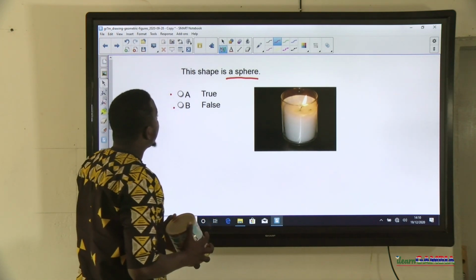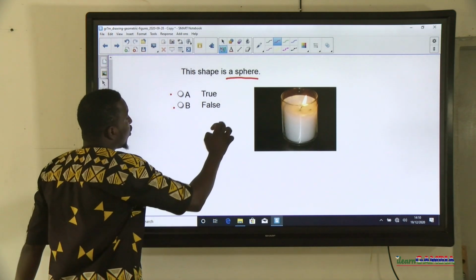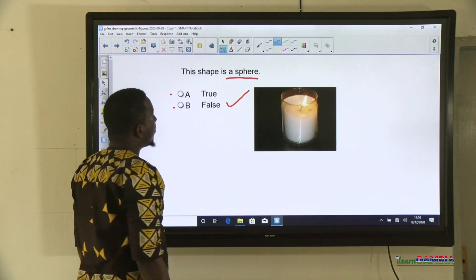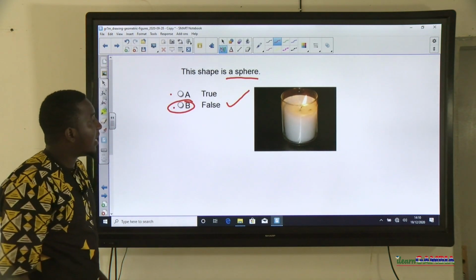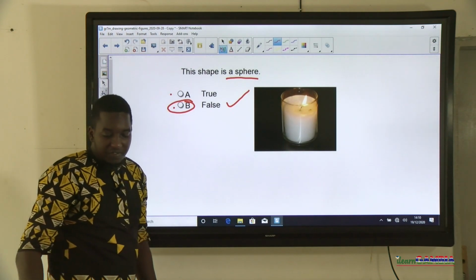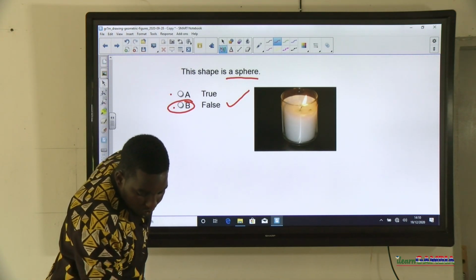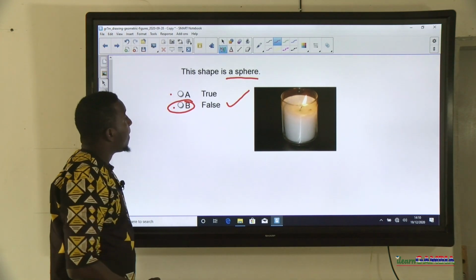So the answer to that statement is going to be false, that is option B, because the picture that we have does not replicate a sphere. So we are going to consider that answer to be false.